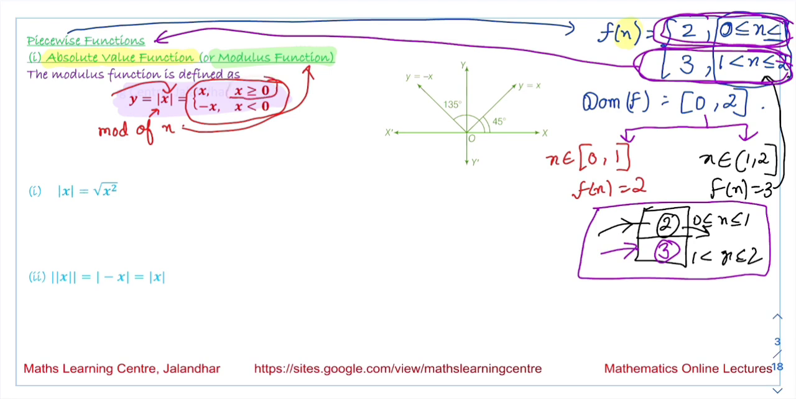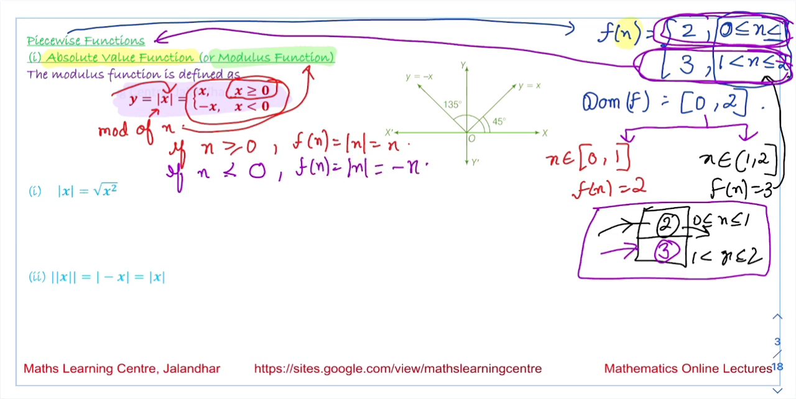How is this function defined? If x is greater than or equal to 0, then f(x) is equal to mod x is equal to x, it will return the value x. And if x is less than 0, then f(x) gives the value, that is mod x is equal to minus of x.